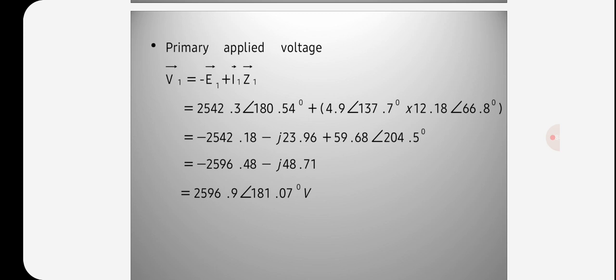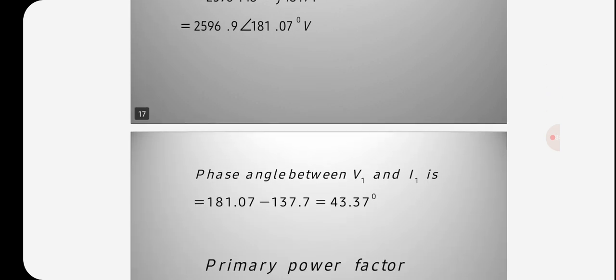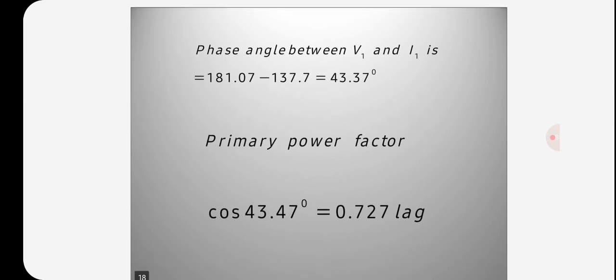So after calculation of this one, we will get in rectangular form minus 2596.48 minus j of 48.71. So that will be converted into polar form, that will be 2596.9 angle of 181.07 degrees volts.